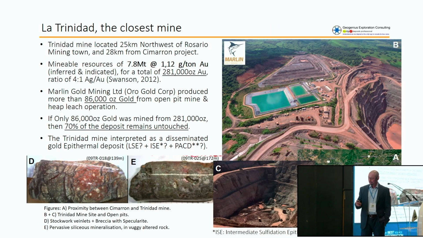La Trinidad, that's 28 kilometers to the Cimarron project. It was mined by Marlin. So the resource is 7.8 million tons at 1 gram per ton. That's the type of range that we have. So almost 300,000 ounces. They just mined 70% of it, but if it's just 30%, look at the size of the open pit. It's big stuff. They're big animals.